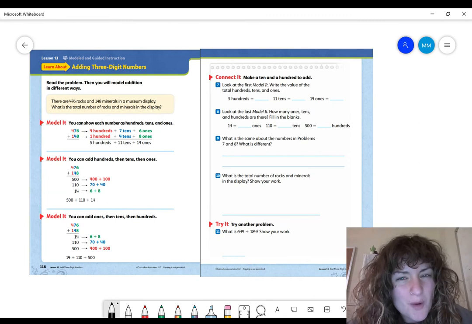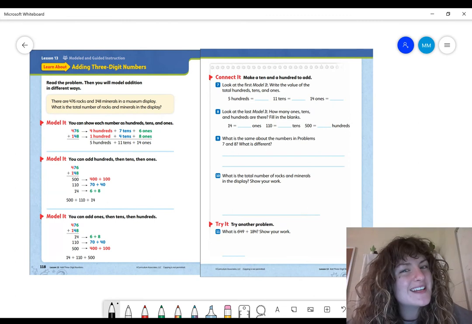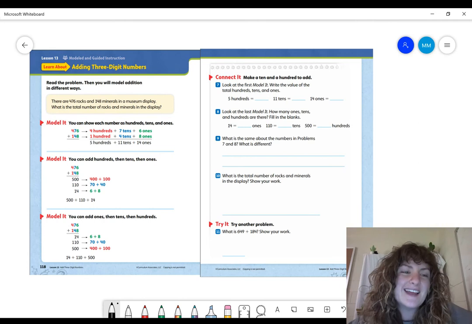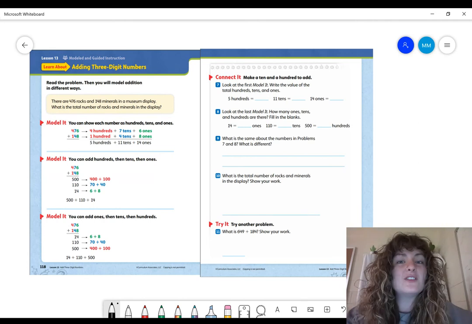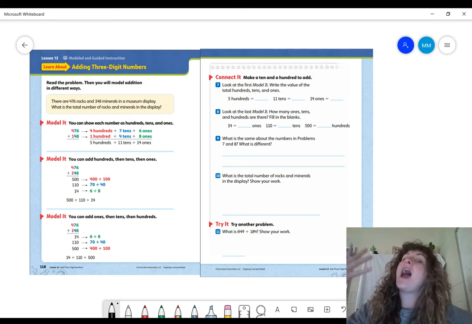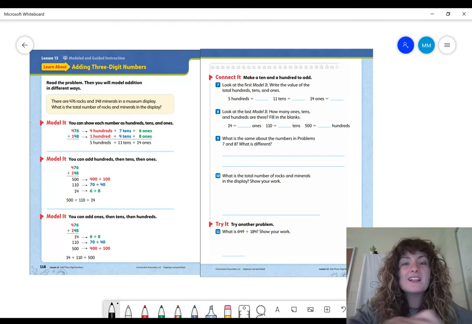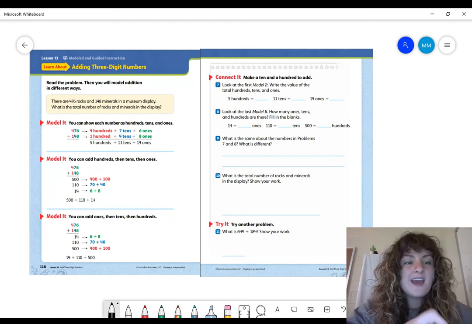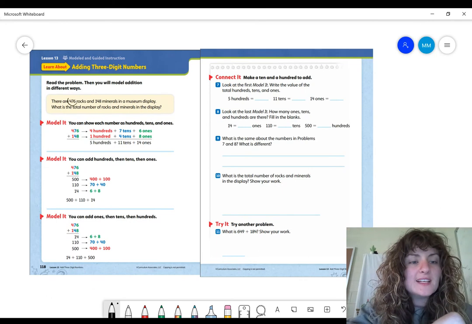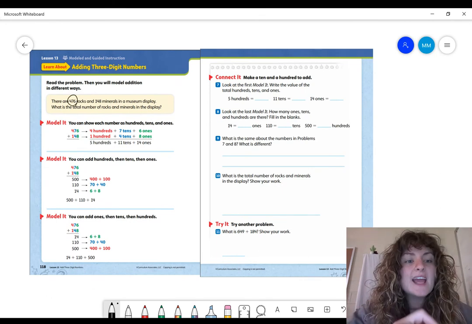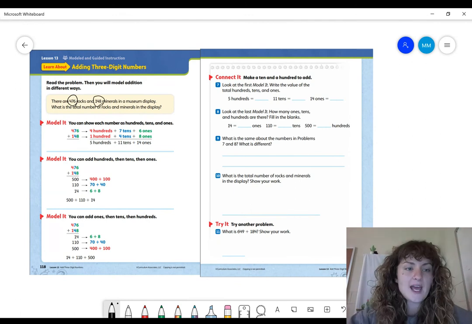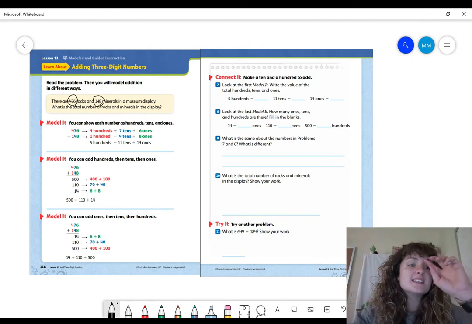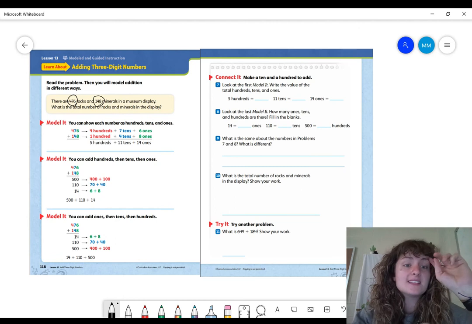Because this is a word problem, what are we going to do, Smarties? We're going to read it again. All right, so let's circle those important numbers and underline those key words that tell us how we are going to solve this problem. Let's go back to the beginning. There are 476 rocks and 148 minerals in a museum display. What is the total number of rocks and minerals in the display?